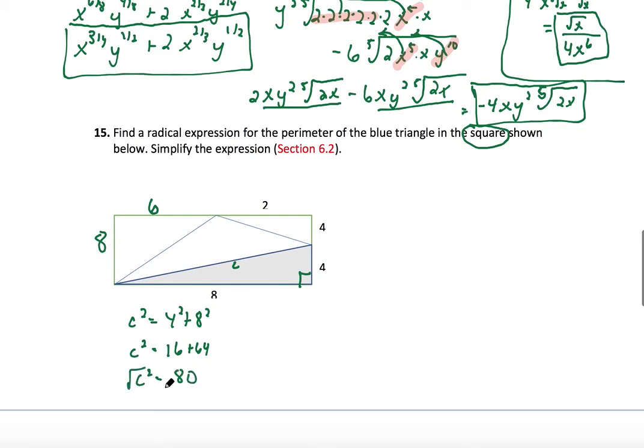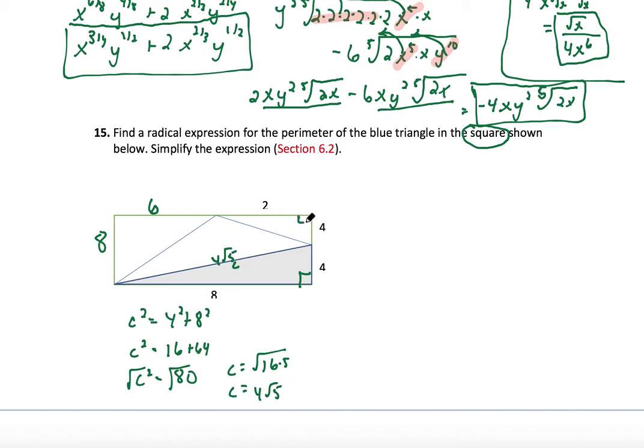Taking the square root of both sides, we have c equals the square root of 80, which is 4 times 10. Oh, excuse me, 8 times 10. That doesn't work. Okay, so how about 16 times 5? So c will equal 4 square roots of 5. So that's the length right there, 4 square roots of 5.